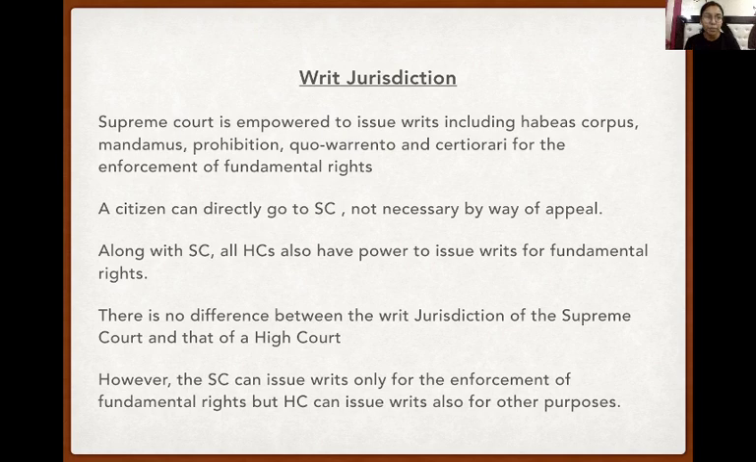Okay, and how many types of writs are there? First one is habeas corpus, second is mandamus, third is prohibition, fourth is quo warranto and the fifth one is certiorari. Okay, I have discussed each and every writ in my other lecture. You can watch it on this channel. Okay, it is with the name of writs. So a citizen can directly go to Supreme Court, not necessary by way of appeal. Okay, so it is not necessary whenever your fundamental right is violated. So you can directly go to the Supreme Court.